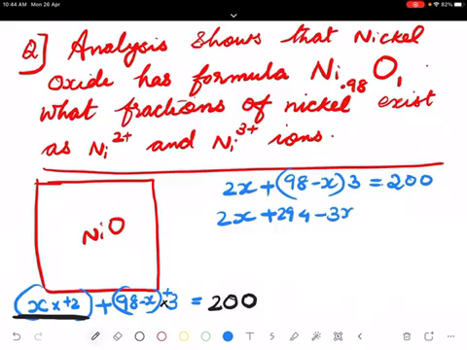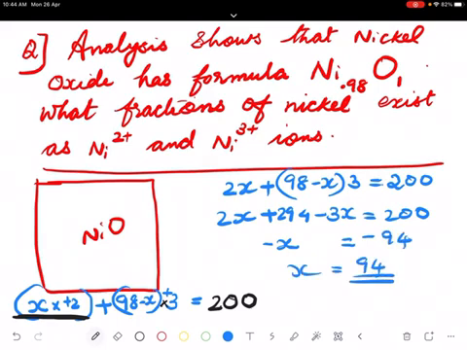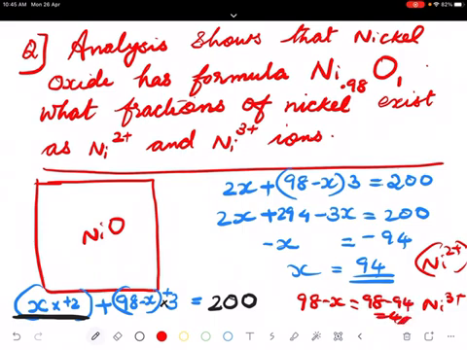So 2x plus 294 minus 3x is equal to 200, or minus x is equal to minus 94, or x is equal to 94. What is x? X is the number of Ni2+ ions. So Ni2+ is 94. How many Ni3+ will be there? Ni3+ means 98 minus x, that is 98 minus 94, that is 4. There are 4 Ni3+ and 94 Ni2+.